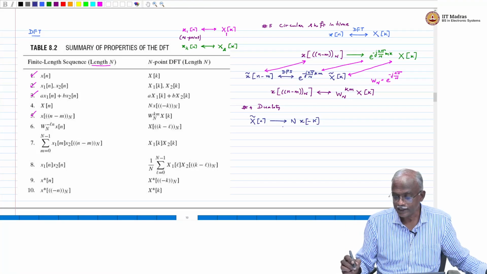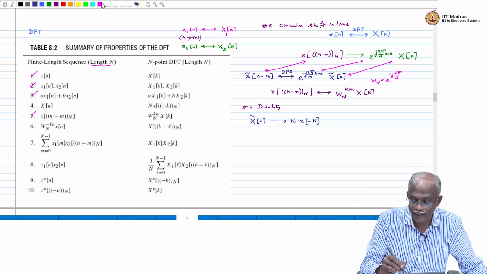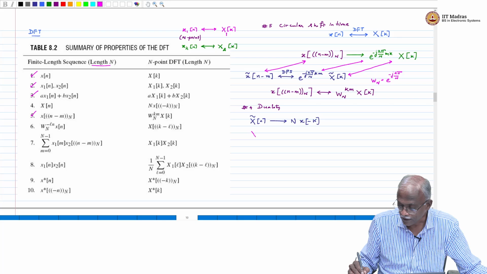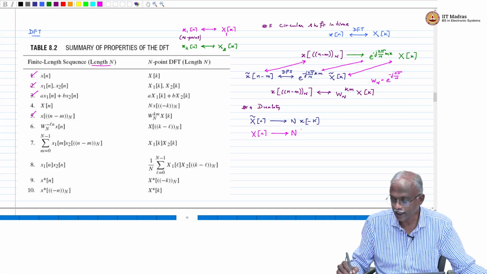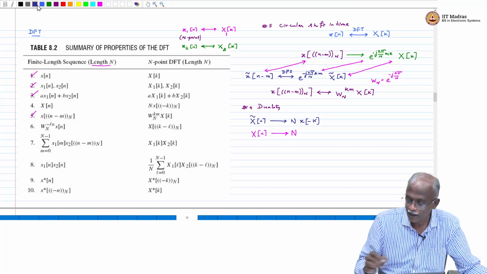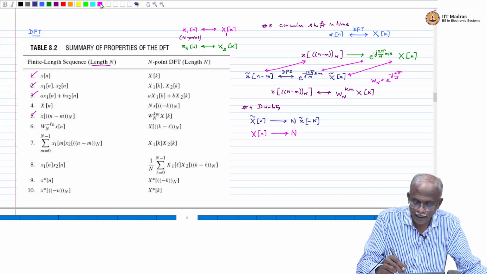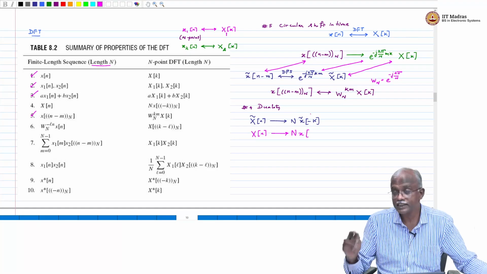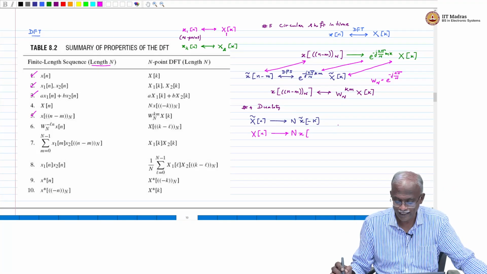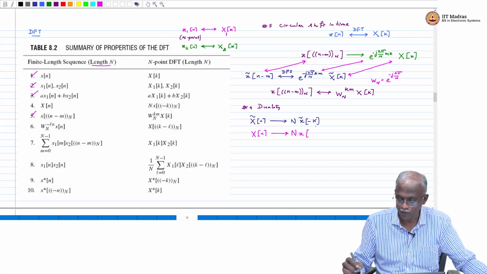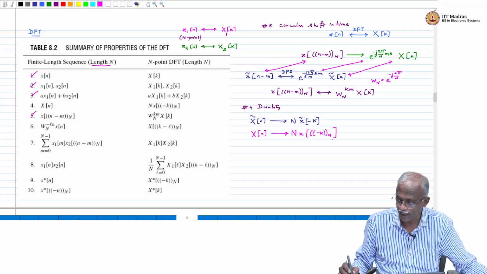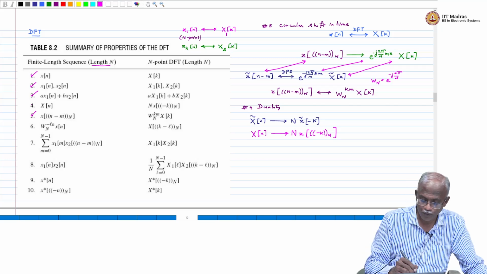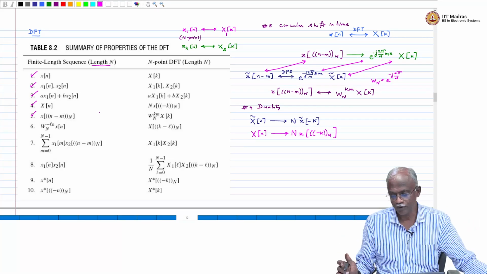Now, how do we translate this into the corresponding duality relationship for the DFT? x of n, if you feed it to the forward transformation, will give you n times x of minus k, which has to be interpreted modulo n. That is exactly what we will do. We will take minus k and interpret it modulo n, and this is the duality relationship. So what we saw here as the duality relationship is exactly what we have.